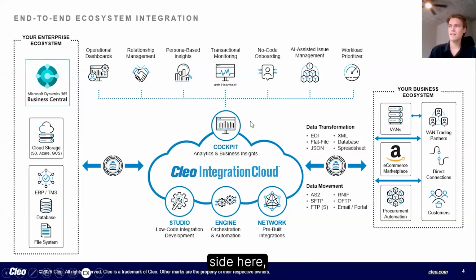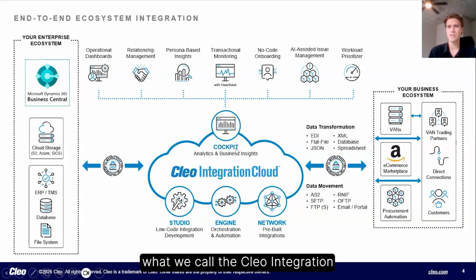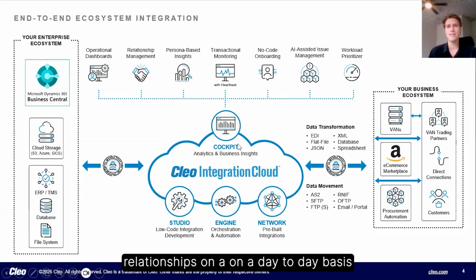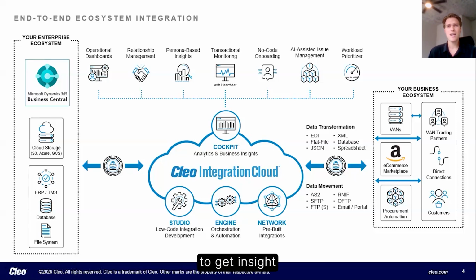Moving to the left-hand side here, the visibility layer is what we call the Cleo Integration Cloud Cockpit. This is where users will be able to manage all of their transactions and business relationships on a day-to-day basis to get insight into all those flows, trading partner performance, and in general, just activity across an entire supply chain.